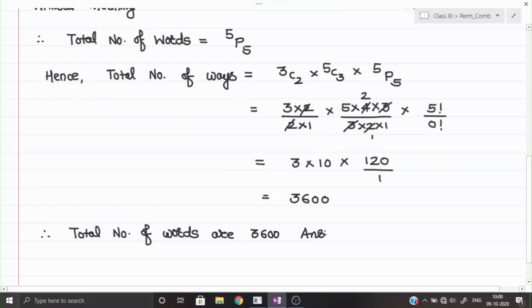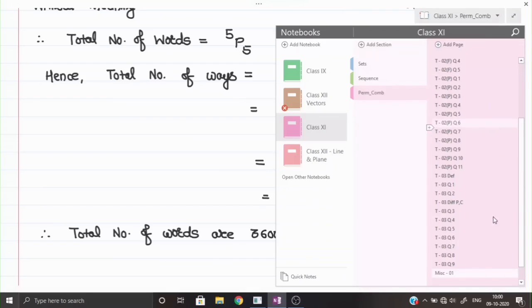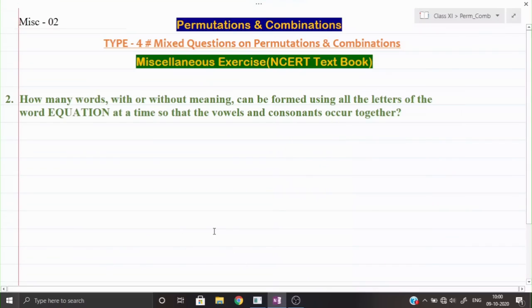Okay, quickly now we will see the second question. Third question onwards we will do next time. So let us see question number 2. It is of the similar kind. Second question, see the question over here.